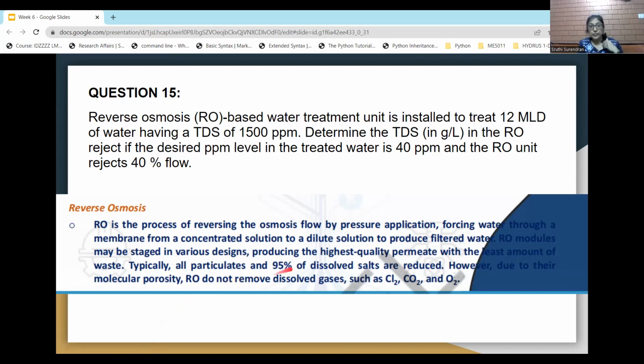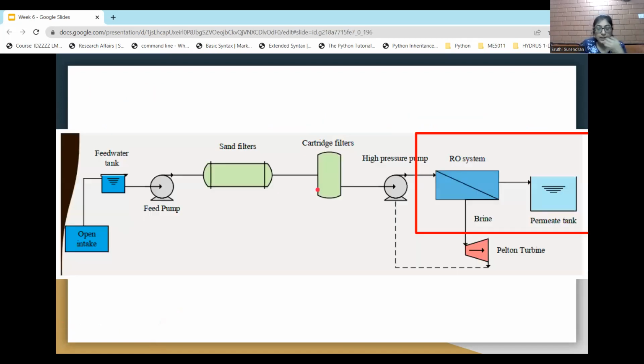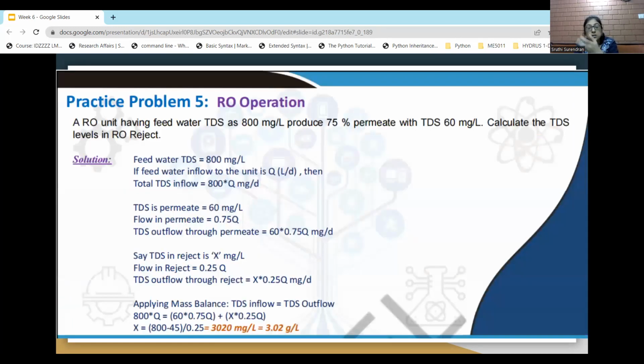Okay, so I'll move on to the solution. Like I said, if you see words like reject and permeate, it is nothing but reverse osmosis. What will happen is the membrane is going to reject after the osmosis process happens. Some amount of water is going to be rejected out. This consists of the concentration of contaminants or impurities that are removed through this process.